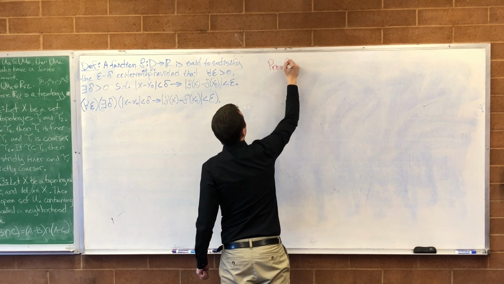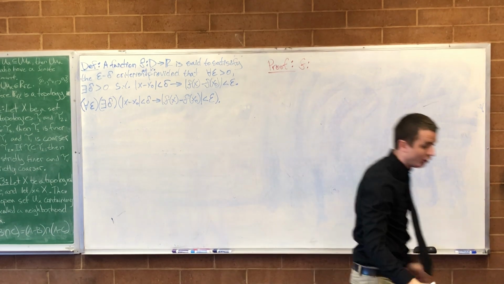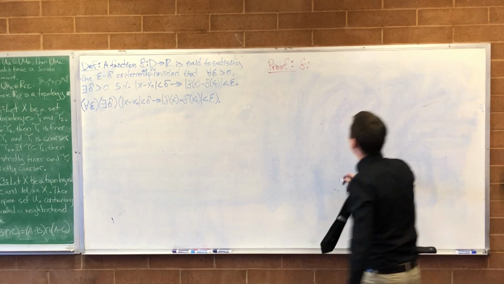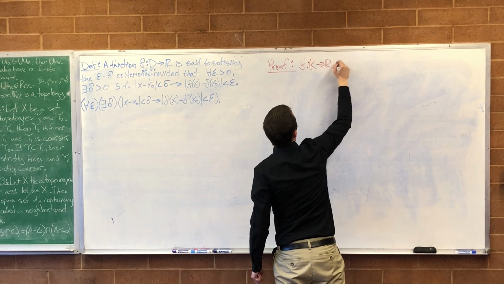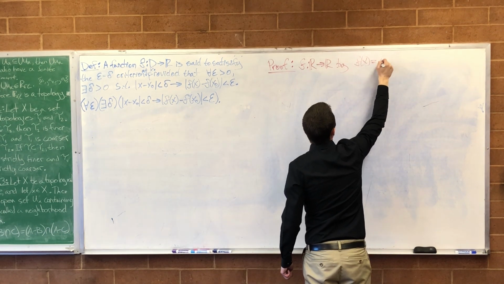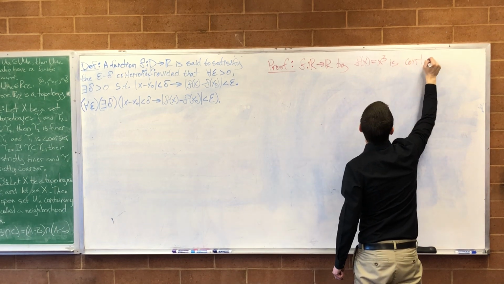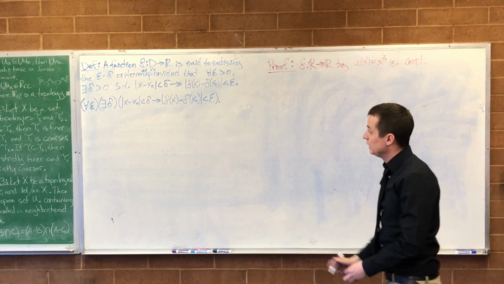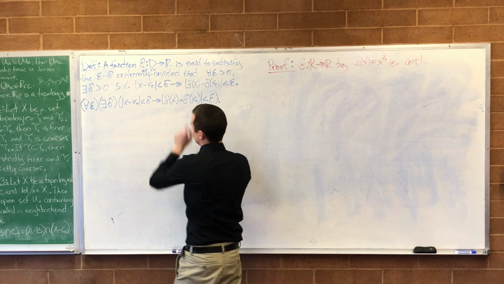Proof. f from, I assume, R to R. Yeah, f from R to R defined by f of x equals x cubed is continuous, and we're going to do this proof using the epsilon delta criterion. I need to show that for any epsilon you choose, I can find a delta such that this being true implies this is true.